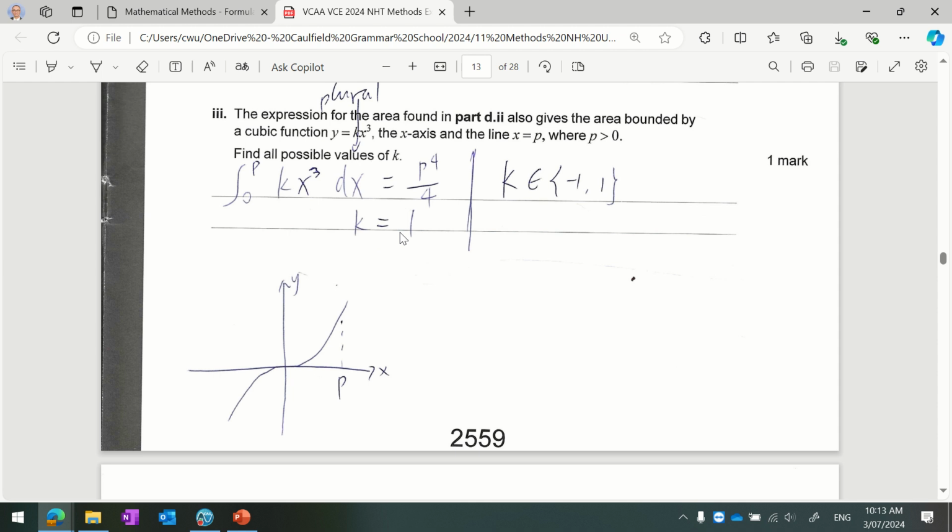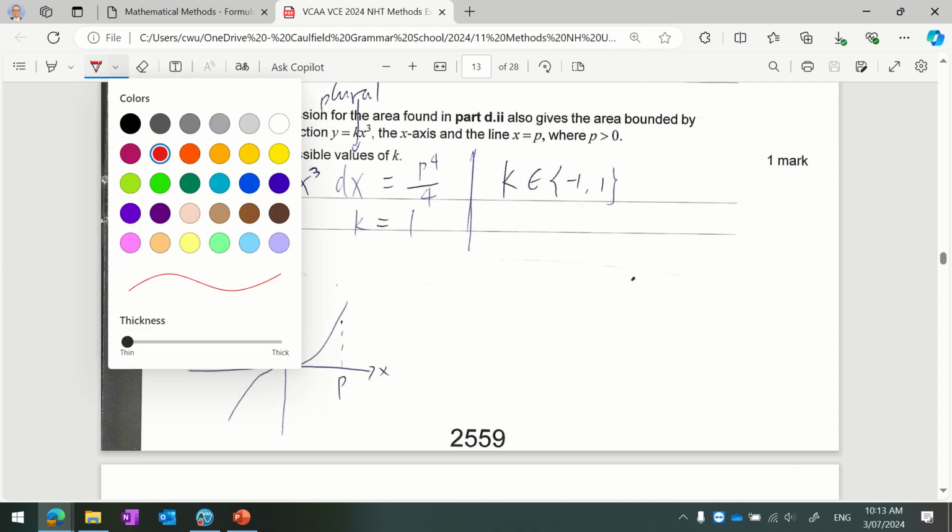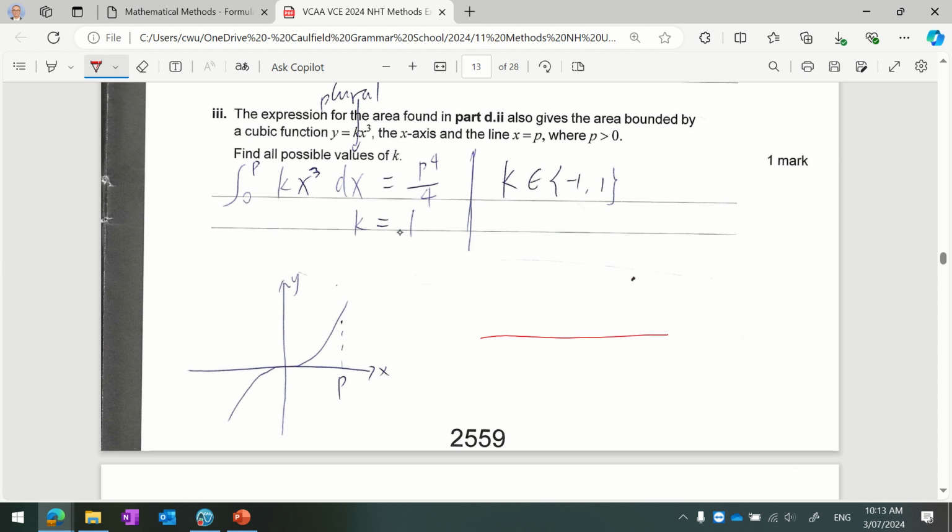If k is negative, that's why I wish the question could be more precise with what they mean. If k is negative, then the graph looks something like this, and then the situation is p is over here, and if k is -1, then the reflection will be perfect. It's a complete reflection in the x-axis, and the area is the same. It will just be a negative area.